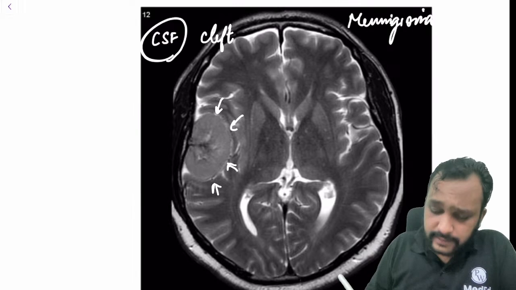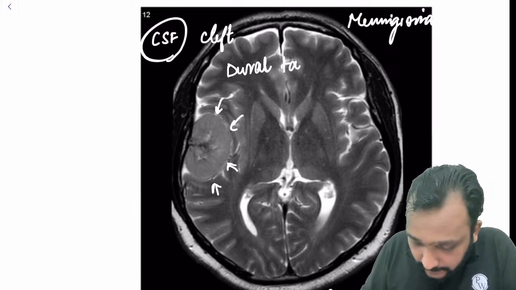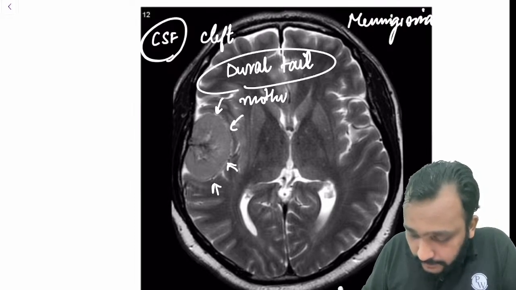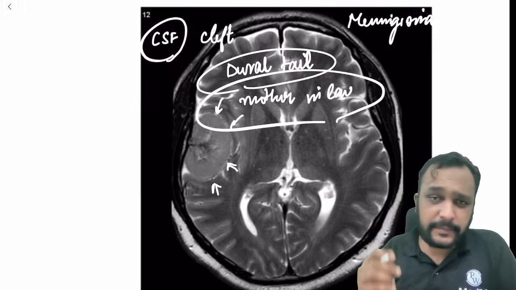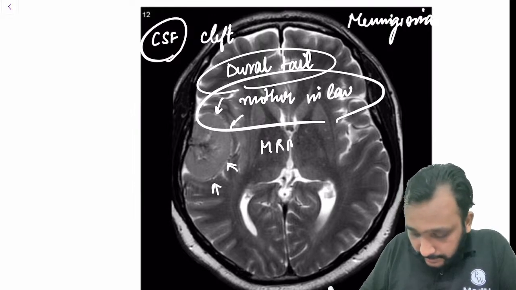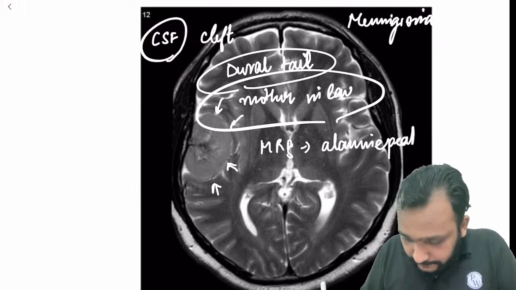Other important signs that you should remember about meningioma are the dural tail sign, the mother-in-law sign, okay? And just remember that it will have a broad base towards the dura. And on MRS, remember the meningioma is going to show an alanine peak, right?